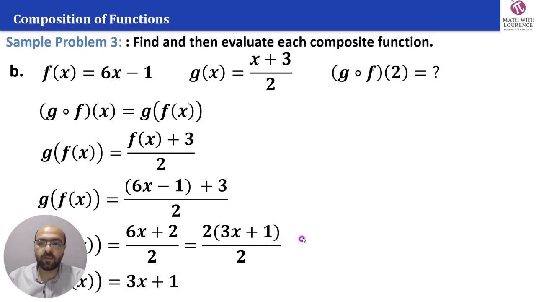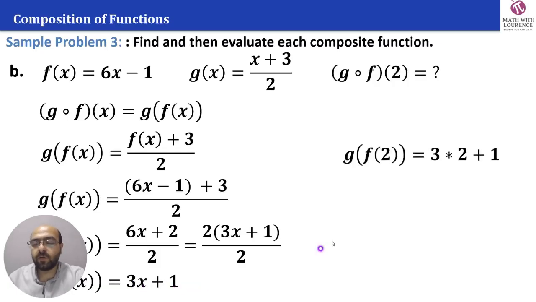Oh, mister, we forgot. We have to substitute 2 here. So let's write 3 times 2 plus 1. Do I add first or multiply? Excellent, you multiply first because multiplication is stronger than addition and subtraction. So 3 times 2 equals 6, and 6 plus 1 equals 7. And that's it. Good job.